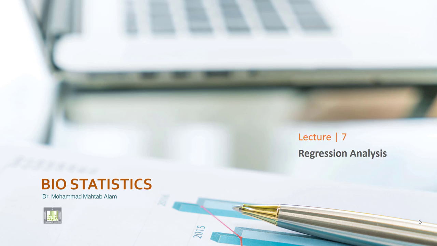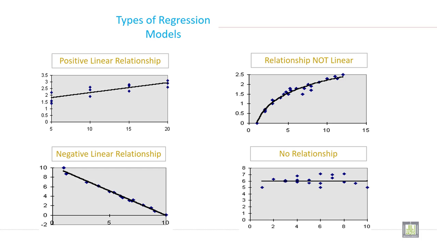I'm Dr. Muhammad Mehtab Alam, and I'm talking about regression analysis. Types of regression model: positive linear relationship, relationship not linear, negative linear relationship, and no relationship. Here, I have explained four types of scatter plot.